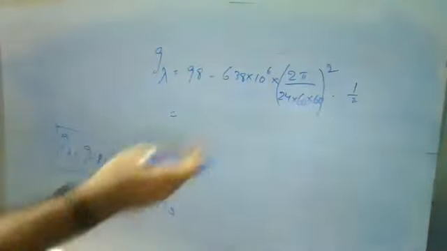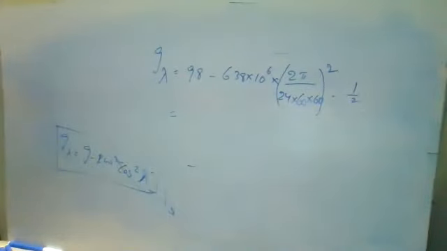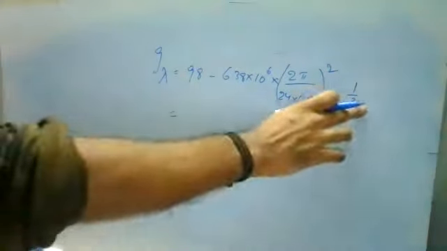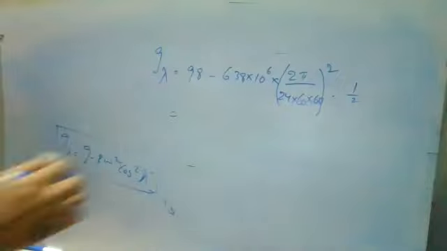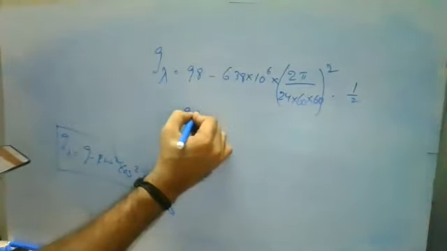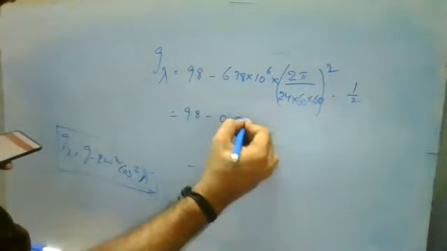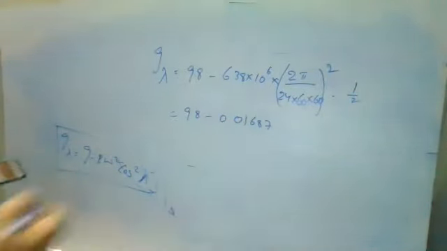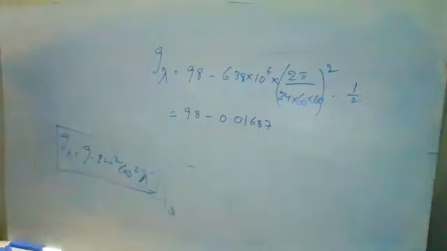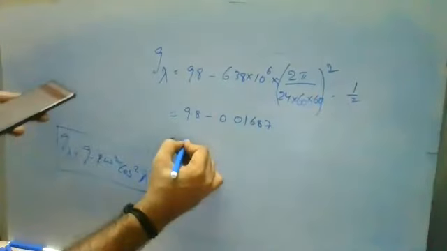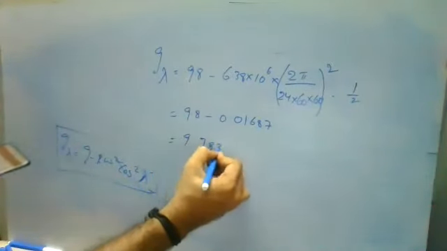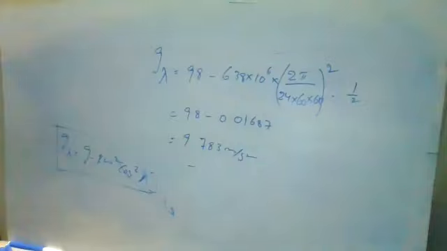If you square, you can get the value. So multiply this and into 2. Now the final answer is 9.8 minus 0.01687. Lastly, 9.8 minus 0.01678. When you solve these relations, it will be 9.783 meter per second square. This is your relation.